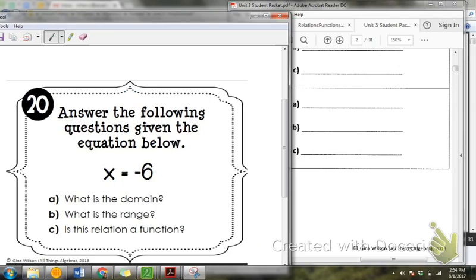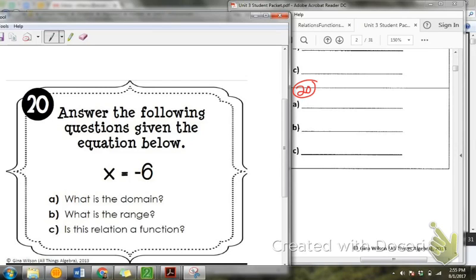Number 20. So it's the very last corner down here. My screen's kind of hiding it. All right. It says, answer the following questions. Again, the same three questions. What is the domain? What is the range? And is this relation a function? So the graph x equals negative 6.